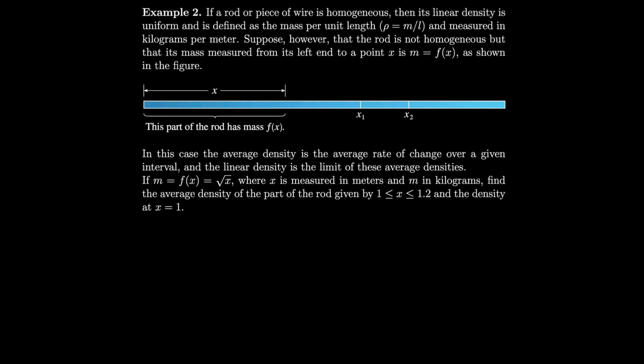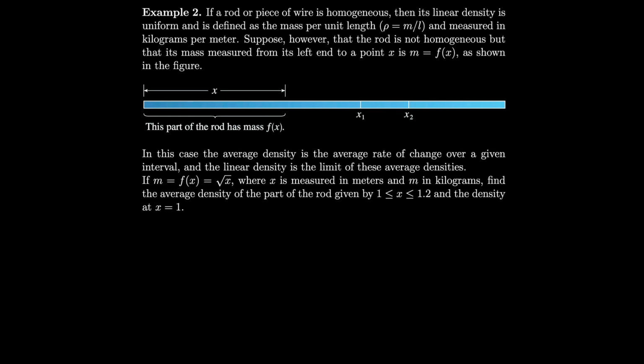For our next example, if a rod or piece of wire is homogeneous, then its linear density is uniform and is defined as the mass per unit length, where rho equals mass over length. It is measured in kilograms per meter. Suppose, however, that the rod is not homogeneous, but that the mass measured from its left end to a point x is m equals f of x, as shown in the figure.